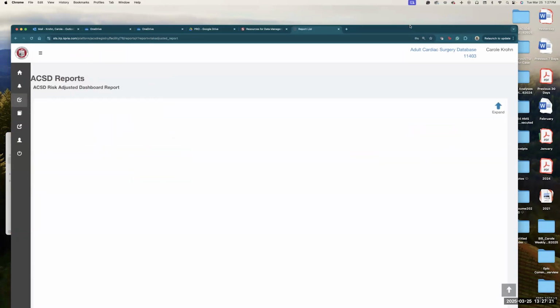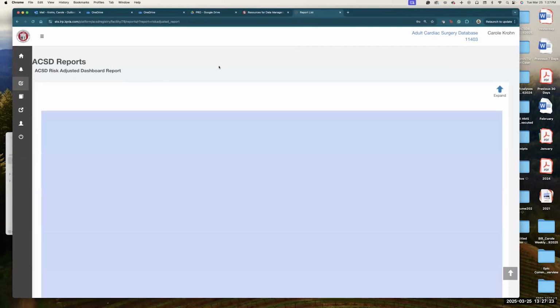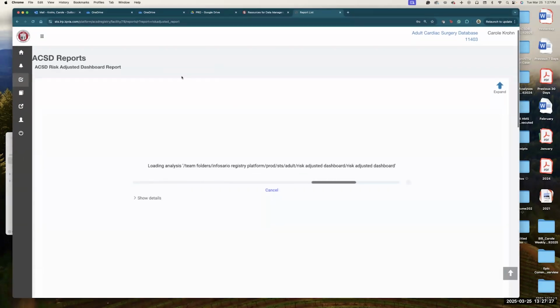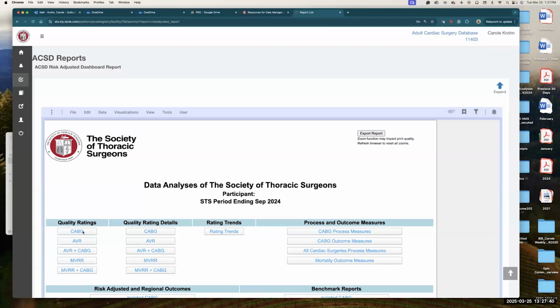So we're going to go to the risk adjusted report and then the quality ratings, which is going to be the star ratings tab, quality composite ratings. On the screen, you'll see what Melinda had on her screenshot. And then if you scroll down, there's a bar graph. I'm just going to go to quality ratings for cabbage. We have to wait for the number to pop up.